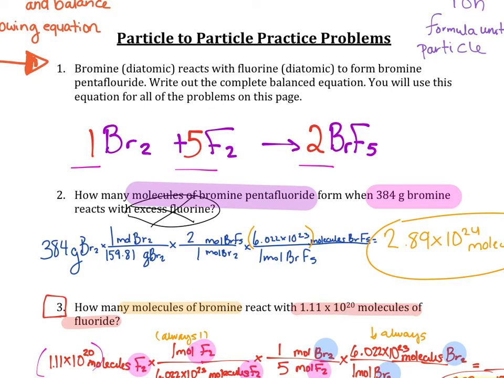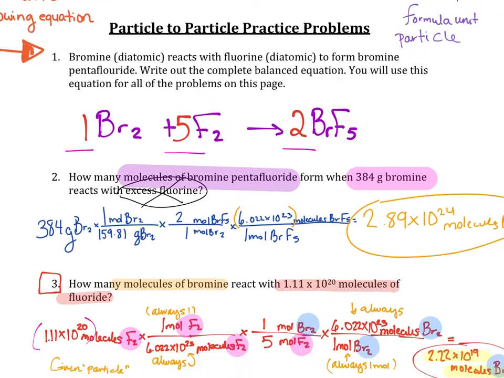Now we're actually going to start with number 3 and then go to number 2, and that's because number 3 is a particle-to-particle problem, and that's where I like to normally start. And then we'll do something that's considered more of a mixed review, where you're taking a mass-to-mass stoich problem and kind of merging it with a particle-to-particle problem. So let's start with number 3.